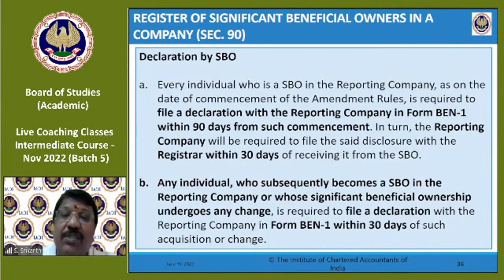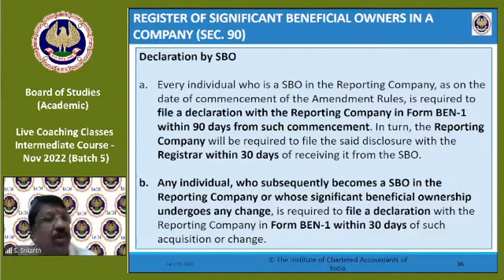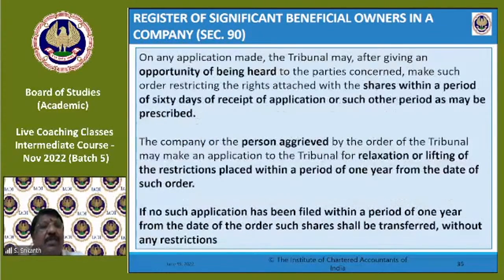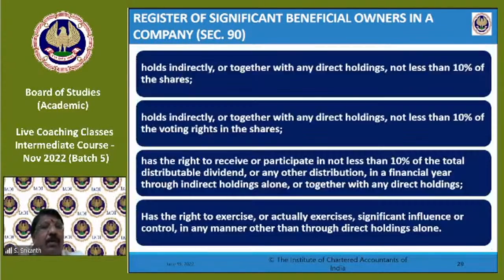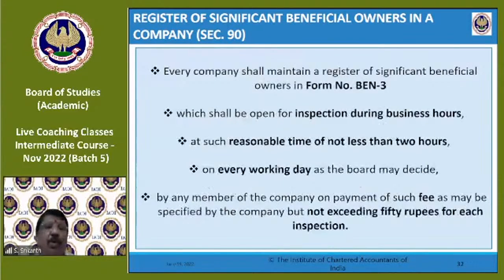Every individual who is an SBO, a significant beneficial owner, should file a declaration in Form BEN-1 within 90 days from the commencement of his beneficial ownership. Again, the company has to report it within 30 days. This is similar to a beneficial owner. Here, when I'm holding only 100 shares as a Benami, the guy who is the actual beneficial owner is a beneficial owner. But when these conditions are satisfied, he becomes a significant beneficial owner. The 90 days will be applicable to him.